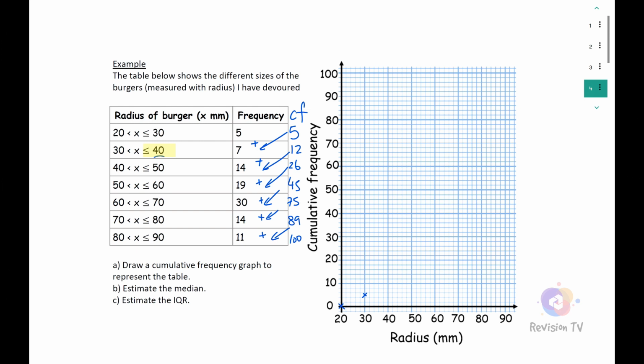Now usually when students struggle to draw a cumulative frequency graph, it's usually the first bit that they struggle with. So you start from 0, 0, and then take the endpoint for each class. Okay, and once you get the hang of it, you should be okay. So I'll do the rest of them. Once I've plotted all the points, it should look like this.